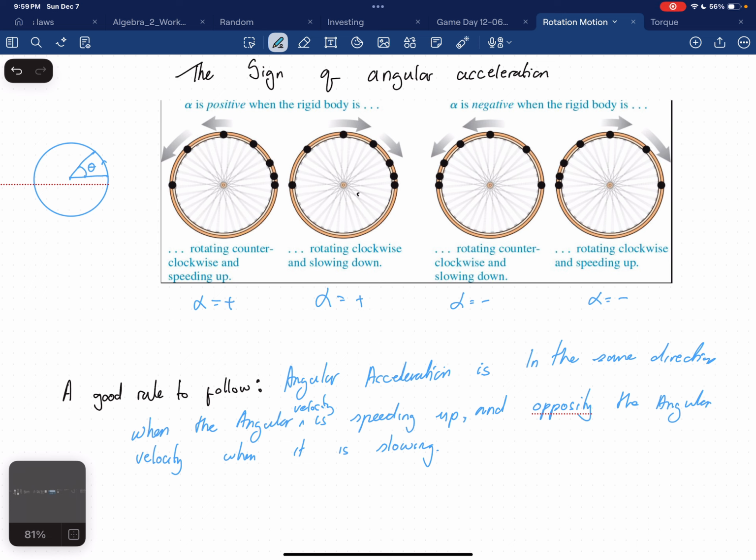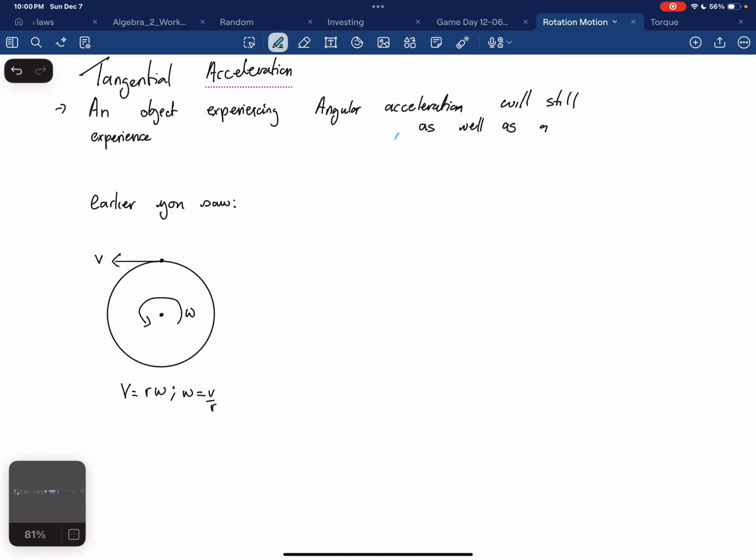Is the change getting more negative? Is the change getting less negative? If it's getting more negative, then alpha is going to be negative, and if it's getting less negative, then alpha is going to be positive. All right. Or if I'm going positive in the positive direction, alpha will be positive. If I'm going positive in the negative direction, alpha will be negative. So yeah, that's how that works.